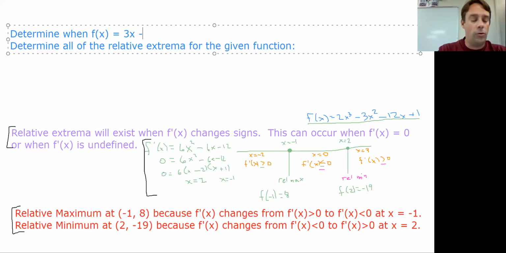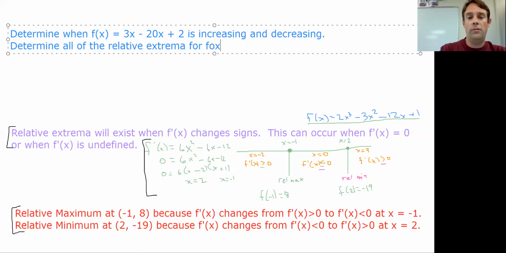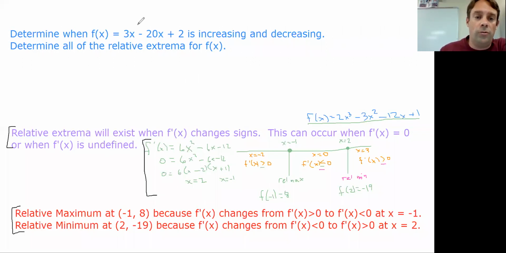3x to the 5th minus 20x cubed plus 2 is increasing and decreasing. Determine all of the relative extrema for f of x. So now, before you actually do the first derivative test, I'm going to have you tell me when the graph is increasing and decreasing. All right, friends, go ahead and pause the video. Let's see what you come up with.